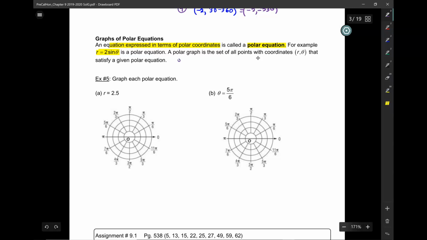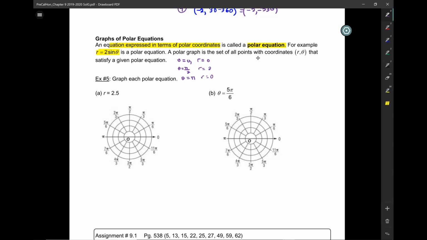If theta is 0, what's r? 0. If theta is pi over 2, what's r? What's sine of pi over 2? 1 times 2 is 2. So if theta is pi, what's r? 0, right? So you need to refresh in your mind all of that stuff, the unit circle, okay? So that's that.